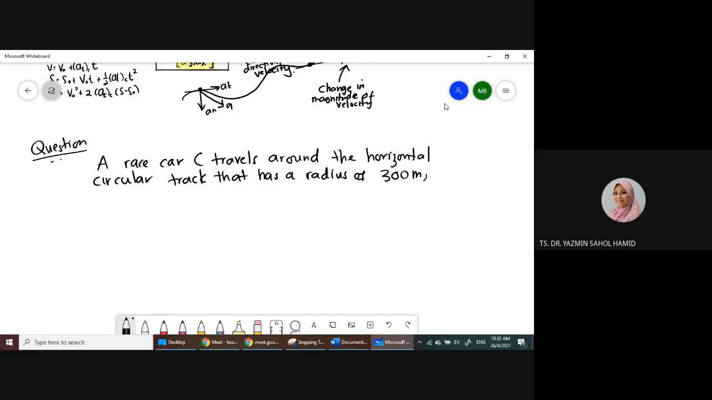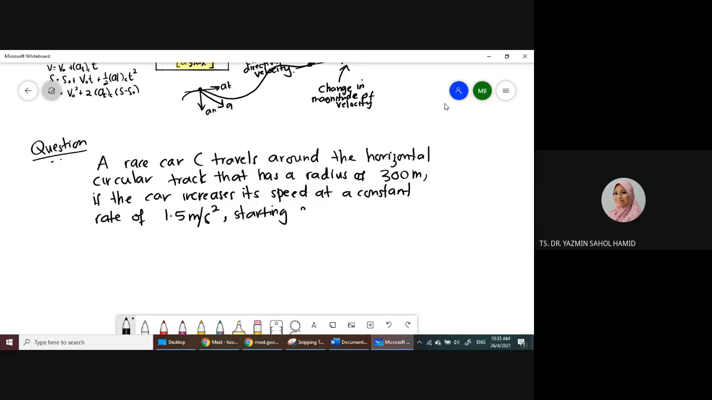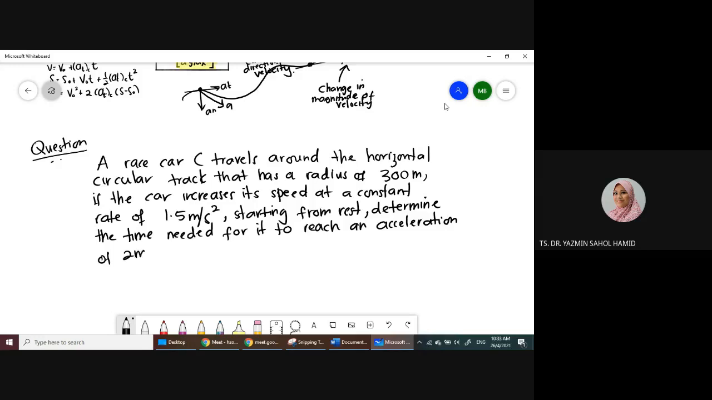Okay. Now, if the car increases its speed at a constant rate of 1.5 meter per second squared, starting from rest, determine the time needed for it to reach an acceleration of 2 meter per second squared.